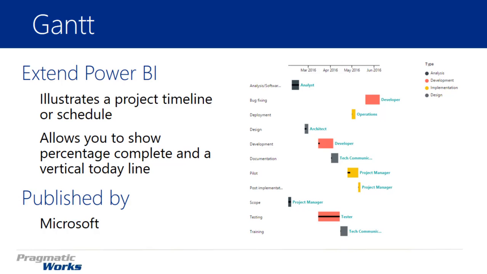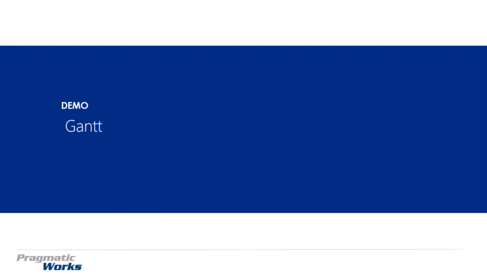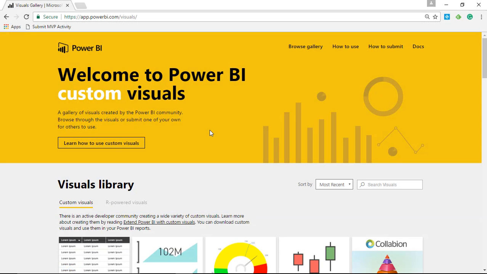So it not only has the bar that stretches to show you the duration of a task, but the black bar that shows up in the middle of these other bars shows you how complete those items are. So it allows you to visualize quite a bit on one single visualization. This one's developed by Microsoft. Let's take a look at where you can download it and how you can use the Gantt chart.